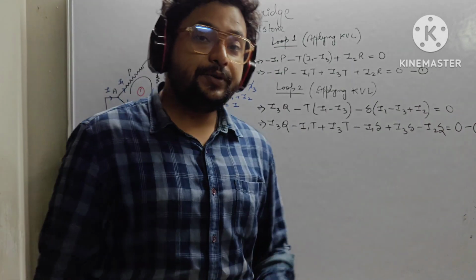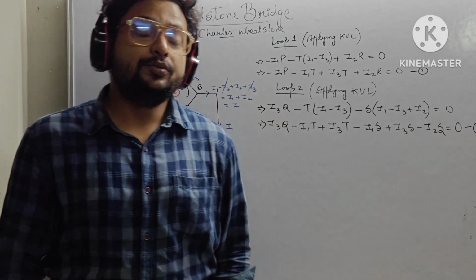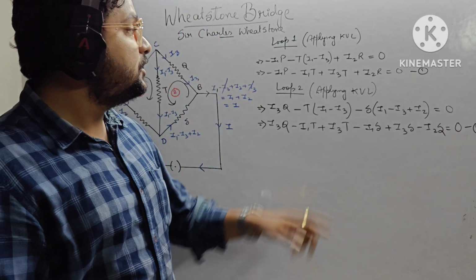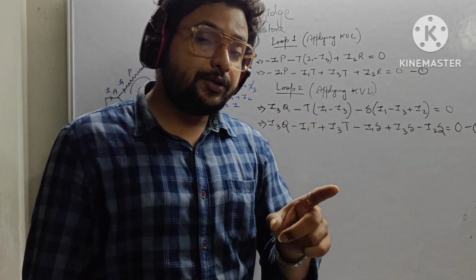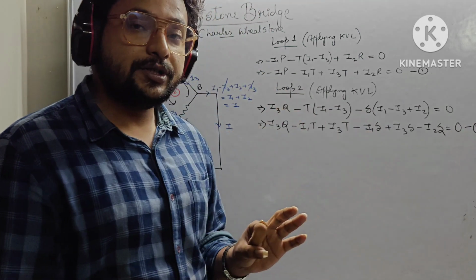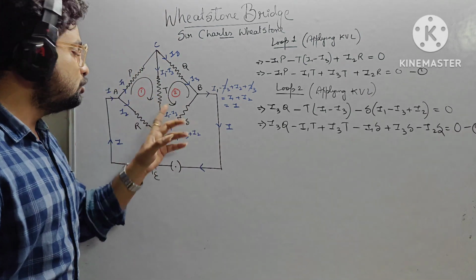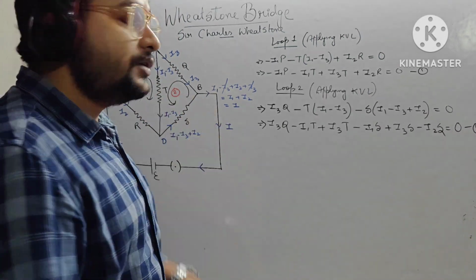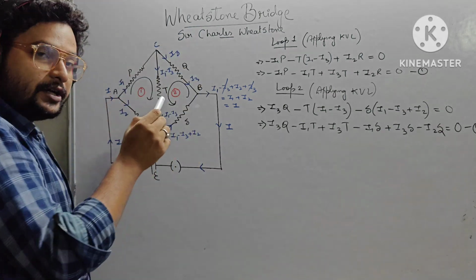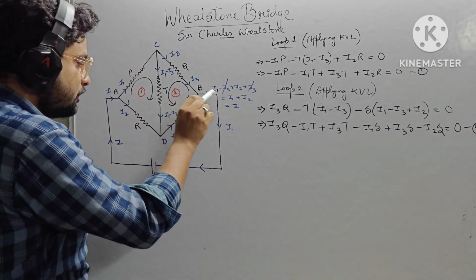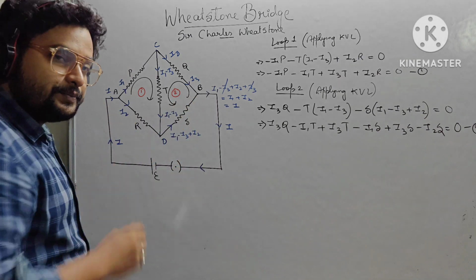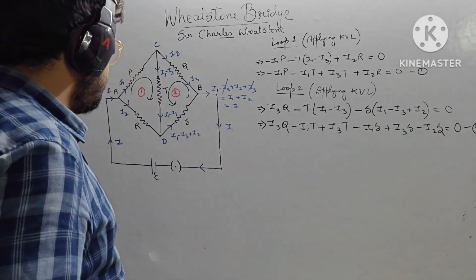Now students, in the previous video I told you how many loops you have to take depends on how many currents you have to find. Over here there is I1, there is I2 and there is I3. There are 3 currents, so at least you require 3 equations. But over here we are getting only 2 loops. So one more loop you have to take. Either you can take the entire loop, or you can take this loop. Here also there is one loop, so this loop also you can take.